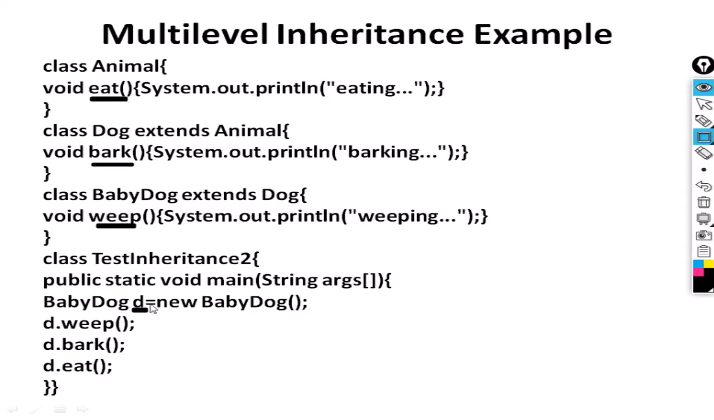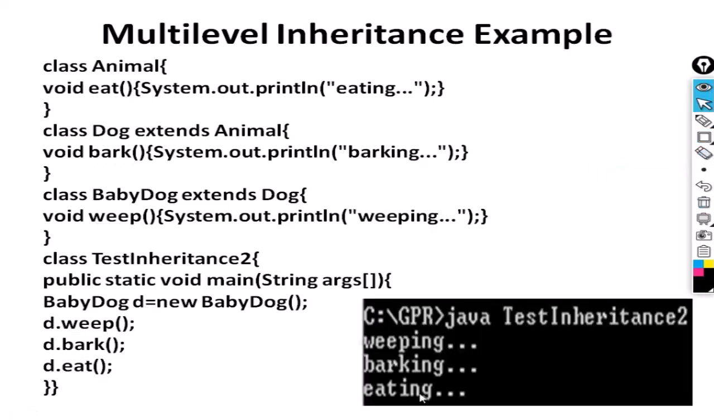Now, whenever we call d.weep, it is going to print weeping. d.bark is going to print barking. Similarly, d.eat is going to print eating. So finally, the output will be weeping, barking, and eating. So this is the output.